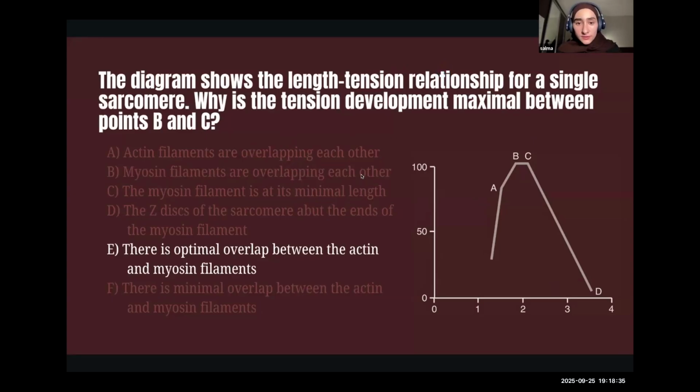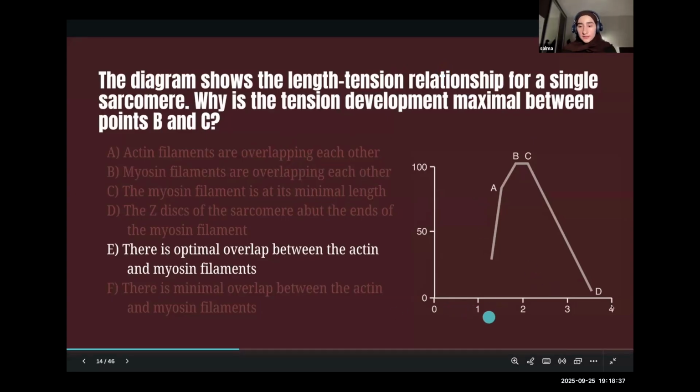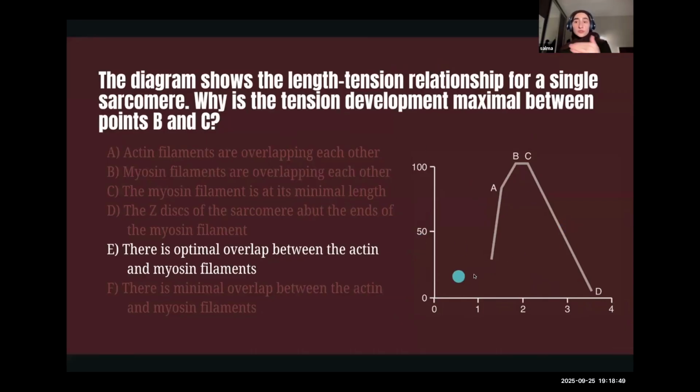What does the graph represent? On the x-axis, you have stretch. On the y-axis, you have tension. So the further to the right you go, the more stretched the cell is, and the further up you go, the stronger the force. So this is showing you that the more you stretch the cell, the stronger the force of contraction. However, you get to a point, which is after point C, where overstretching the cell does more harm than good. Does that make sense?